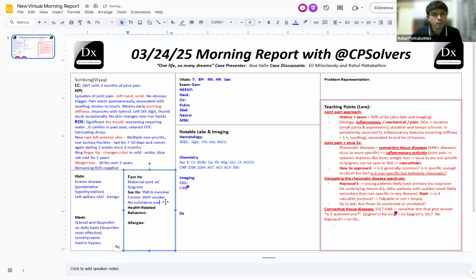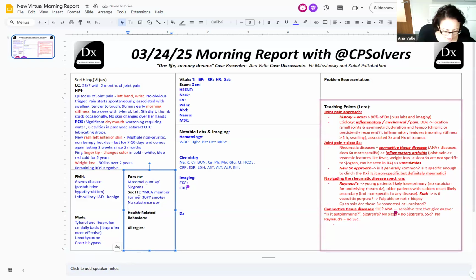Dr. Anna, if you don't mind, would you like to give the vitals as well? Vitals, all the physical exam findings, so that we can move on. Yes, I can move on to physical exam as well.